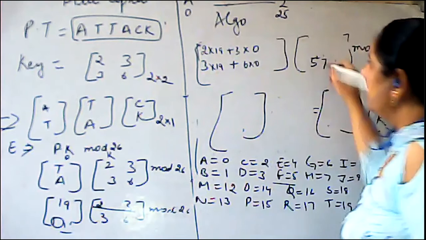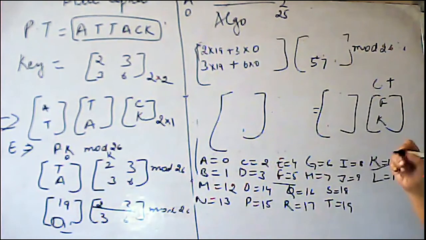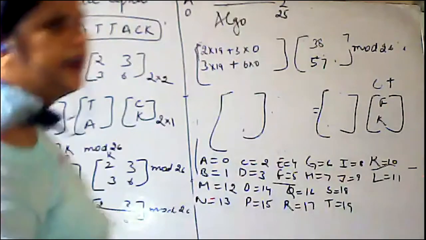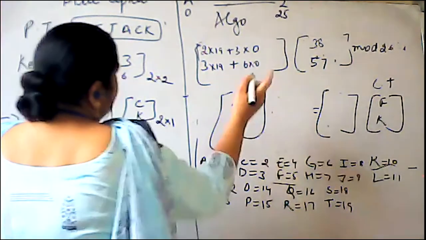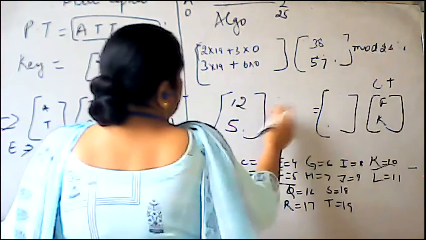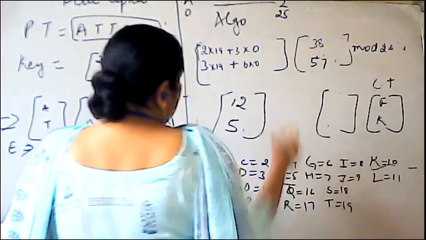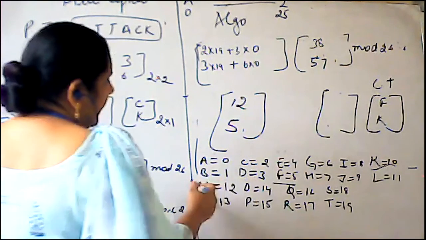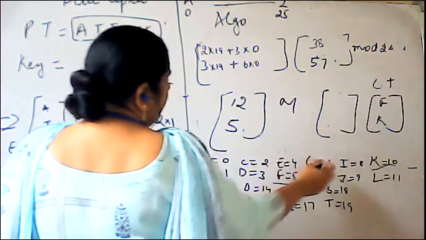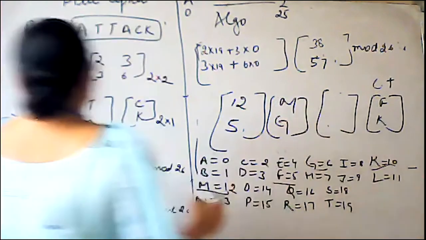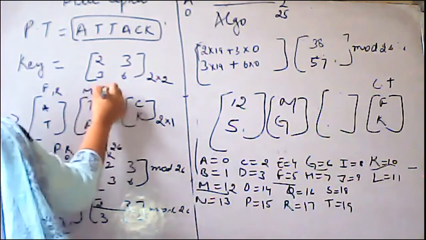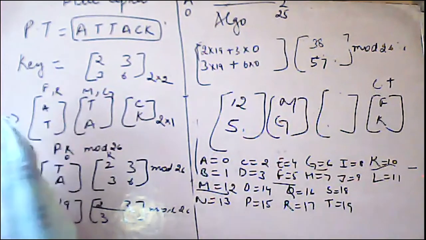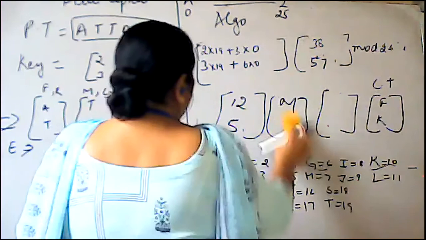19 threes are 57 and 19 twos are 38. So 38 and this. So when you divide 38 by 26, it will give you 12. And 57 divided by 26 will give you 5. So equivalent of this would be 12 is equivalent to M and 5 is equivalent to F. So for this you have FK and for this you have MF. Okay. So sorry, MF because 5 is corresponding to F.